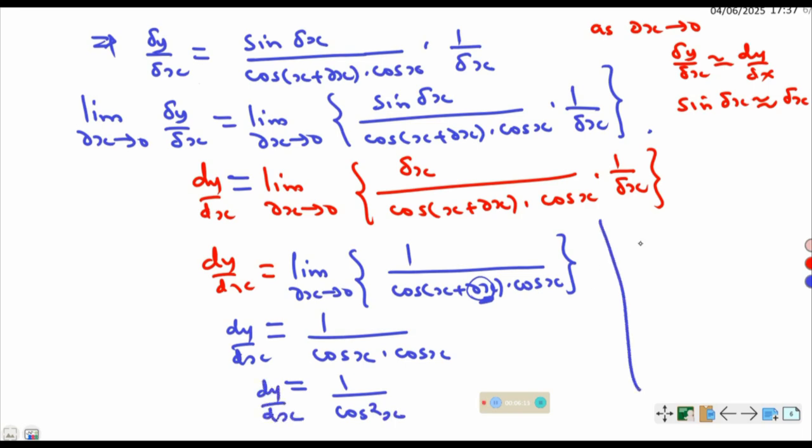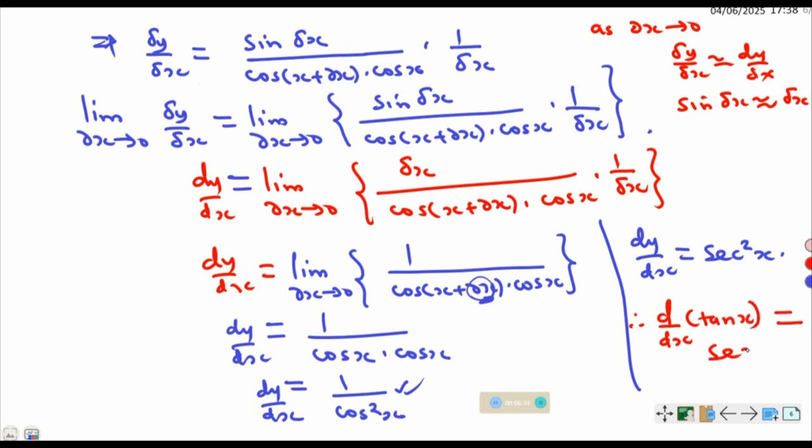From there we know that 1 upon cos is the same as sec, so 1 upon cos squared will be the same as sec squared of x. So this implies that when you differentiate tan of x, you will get sec squared of x.